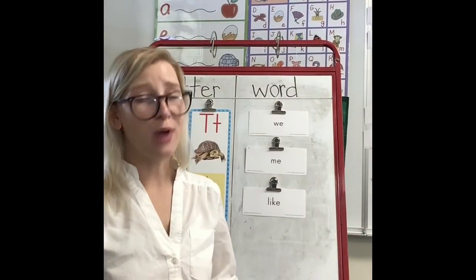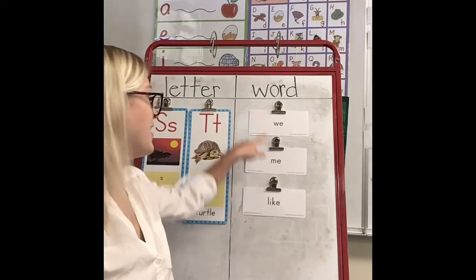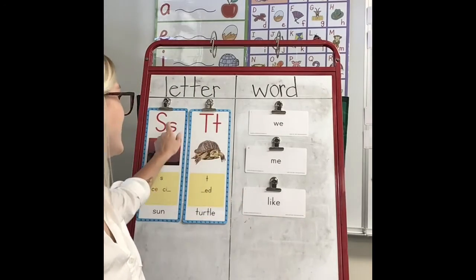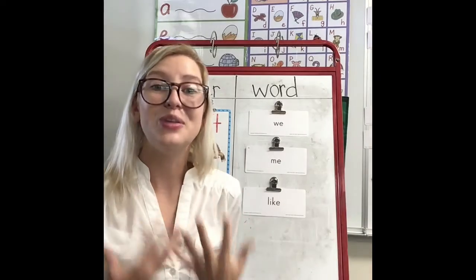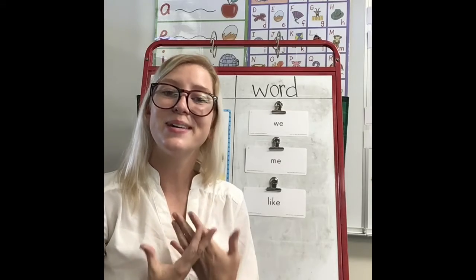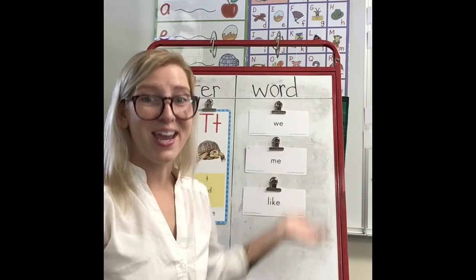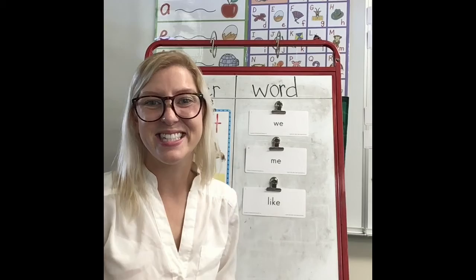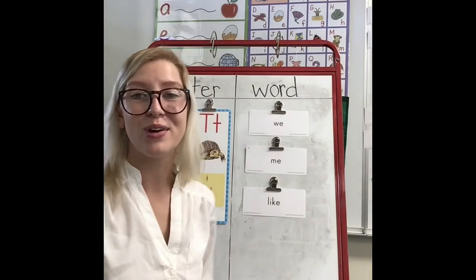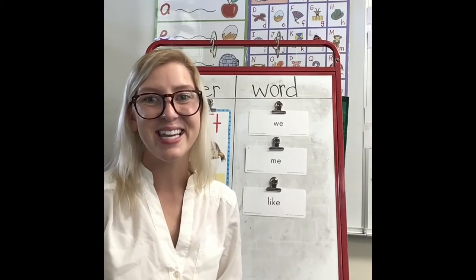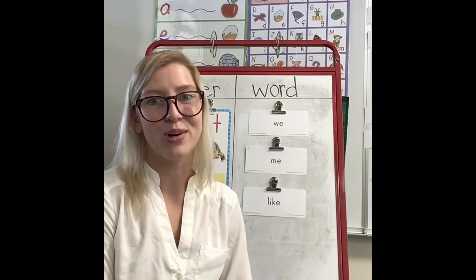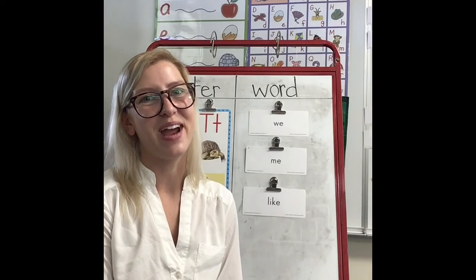Today we learned that writers don't just learn words and letters like we, me, like, S, and T. Writers use those words and letters to communicate. You can use the sight words that you know in sentences when you speak. You can use the words you know to read and write. And the more we practice using these words and letters, the better readers and writers we will be.